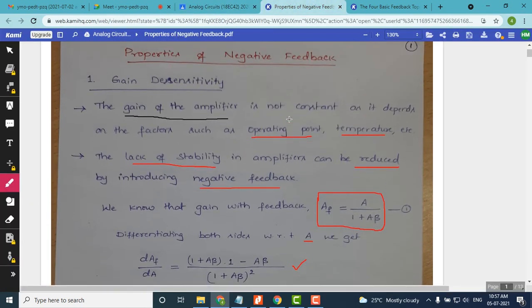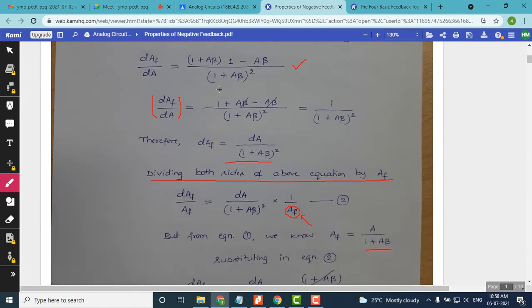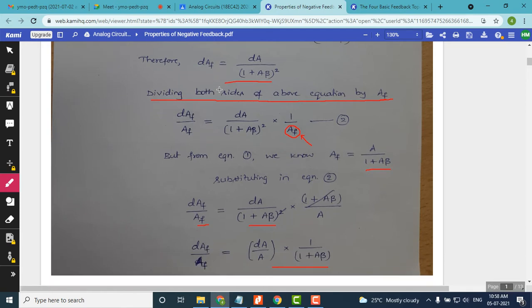All right, let me review the things we have covered in the last class. Properties of negative feedback. Okay, in this we have covered a few properties already. I will skip those things. Gain desensitivity we have covered in the last class, and relevant expressions also.